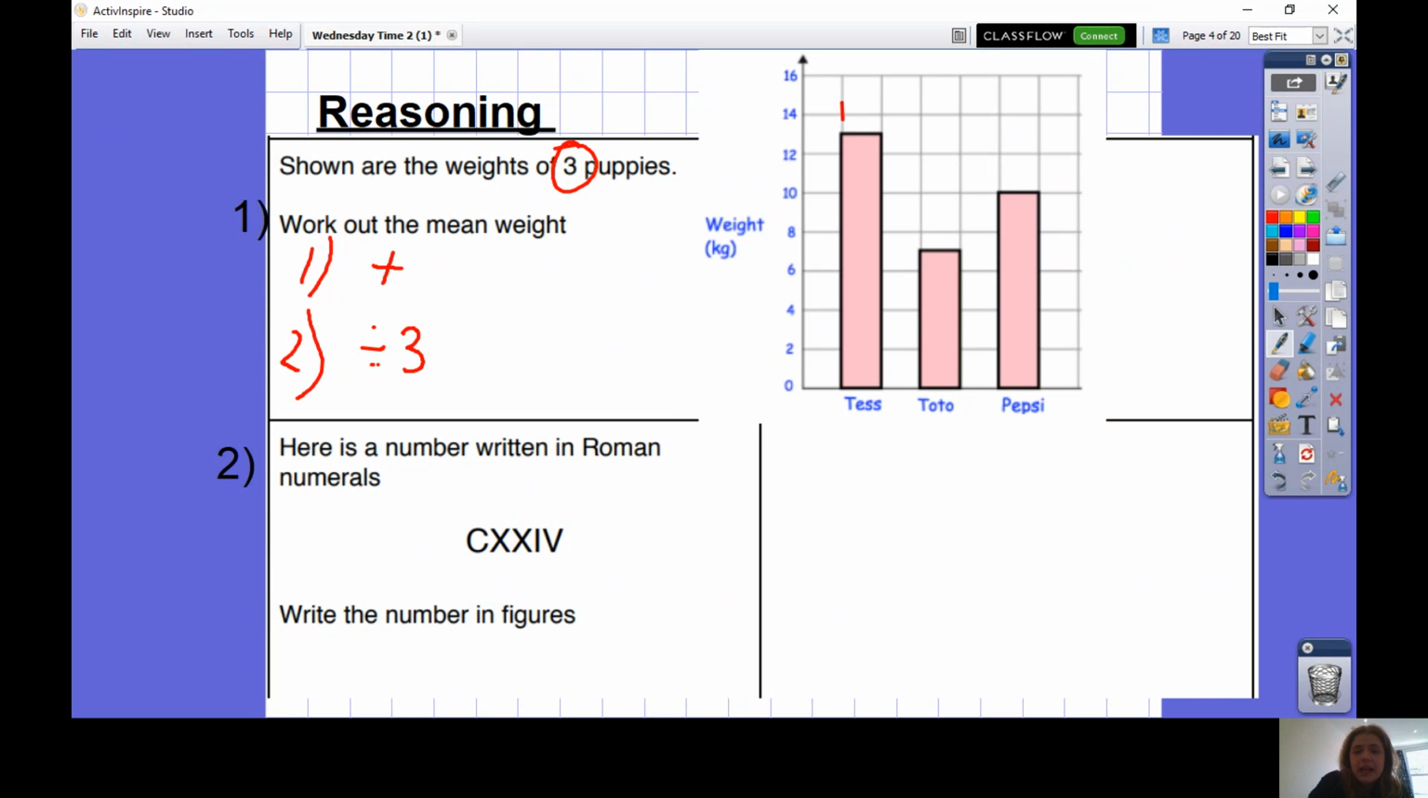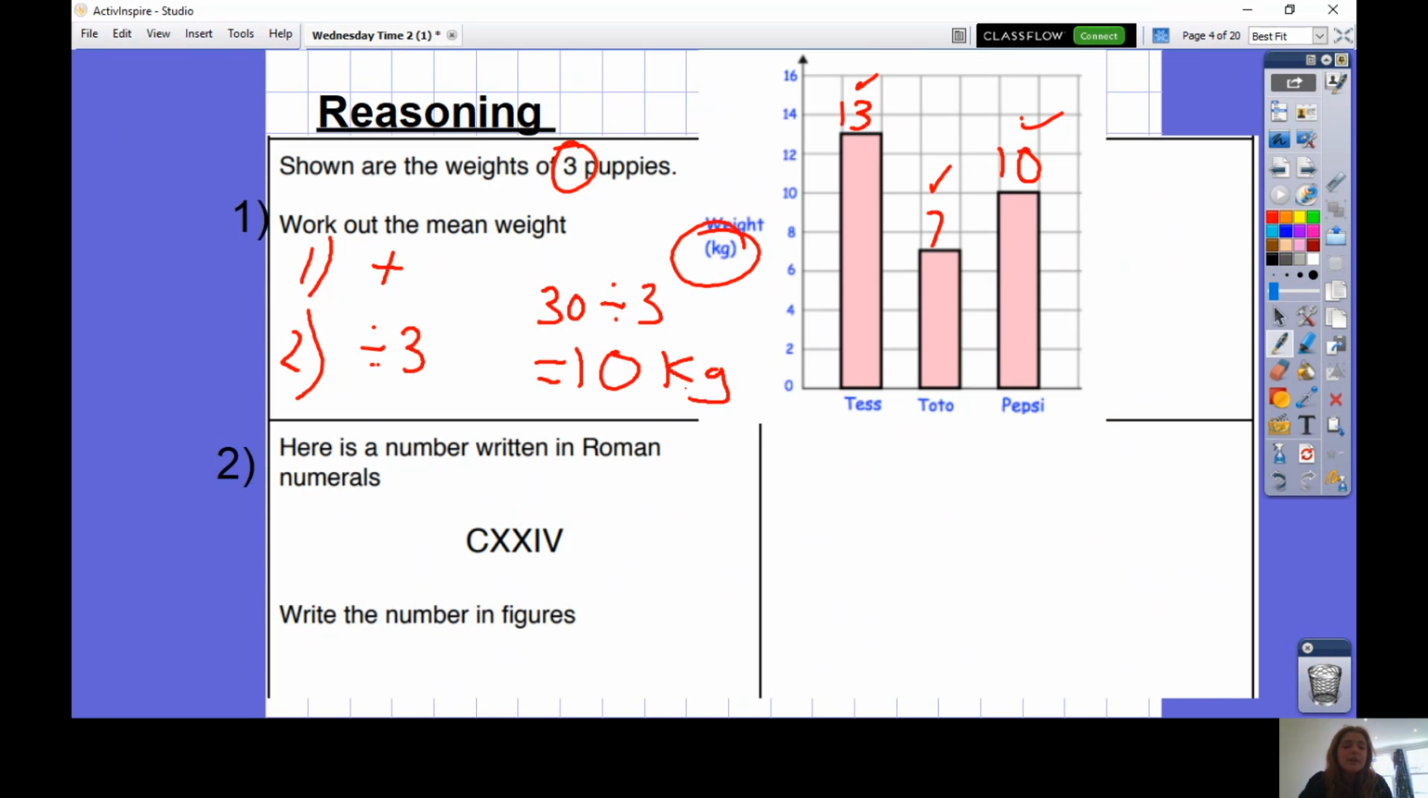So the puppy called Tess was 13 kilograms, Toto was 7 kilograms, and Pepsi was 10 kilograms. We'll add that up. 13 add 7 is 20, add 10 is 30. So once I've added them all up, it's 30, and then I'm simply dividing by 3 to get my answer, 10. But don't forget, I need a unit of measurement here. It's 10 kilograms. I bet lots of you just wrote 10. Please don't forget your units of measure.